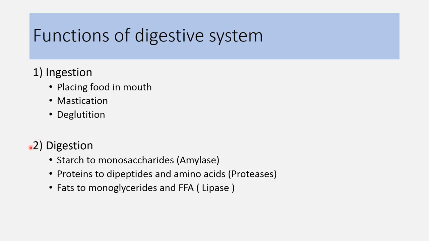Digestion is the process by which large foodstuffs are broken down into small foodstuffs that can be absorbed by the action of various digestive enzymes. For example, by the action of amylase, starch is converted into monosaccharides, which can be absorbed. By the action of protease, proteins are converted into dipeptides and amino acids, and lipases convert fats to monoglycerides and free fatty acids which can be absorbed in our gastrointestinal tract.